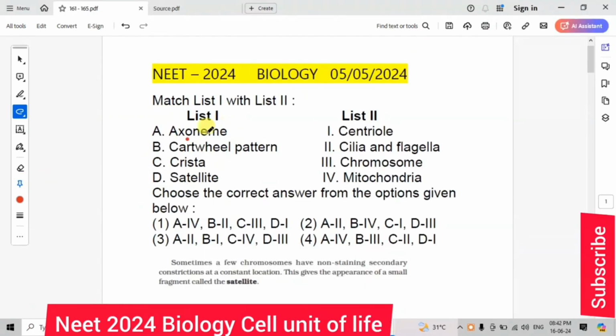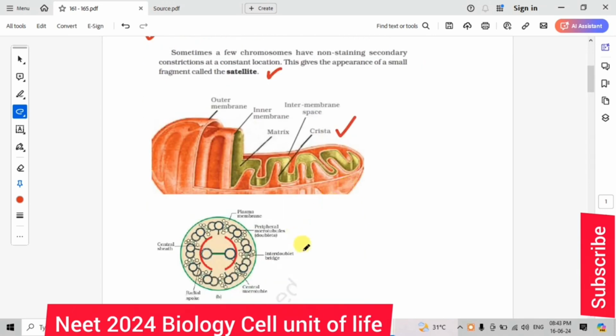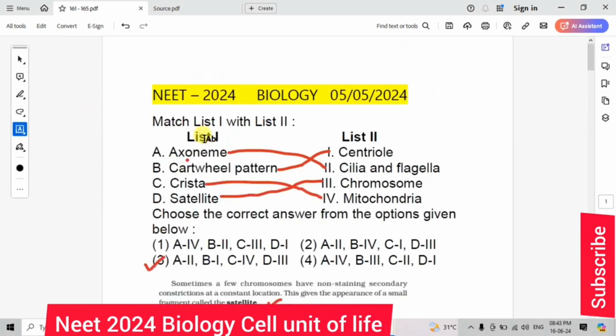Axoneme, and it is 2, cilia and flagella. Cartwheel-like pattern is seen in centrioles, 1. Cristae are actually infoldings found in the mitochondria, it's 4. And satellites are the small structures you can see on the tips of the chromosomes. Answer is option 3, 2143. And you can see the NCERT lines regarding satellites, diagram regarding mitochondria and centrioles. This is from the chapter known as Cell: The Unit of Life.